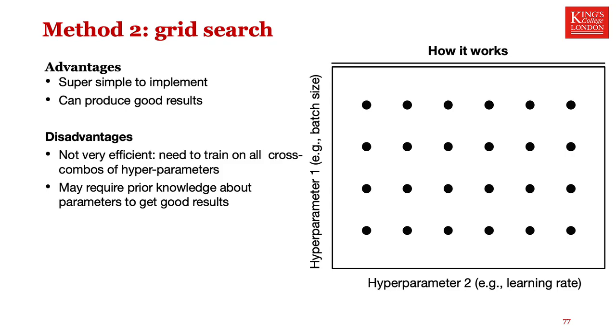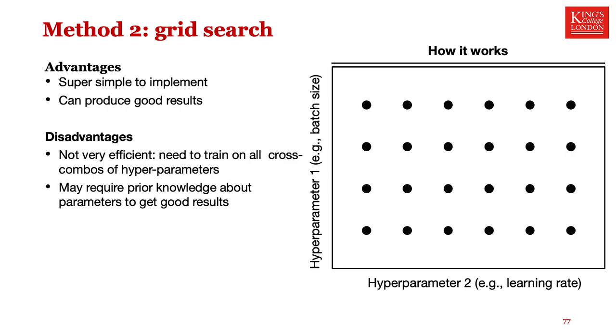The most common way to optimize hyperparameters is to just do a grid search. This is where you, for example, try different hyperparameters for learning rate, different hyperparameters for batch size, and you try them with different spacings between them and different combinations. So this is super simple to implement and can produce good results, but is not very efficient in a way that you need to train all cross combos of hyperparameters.